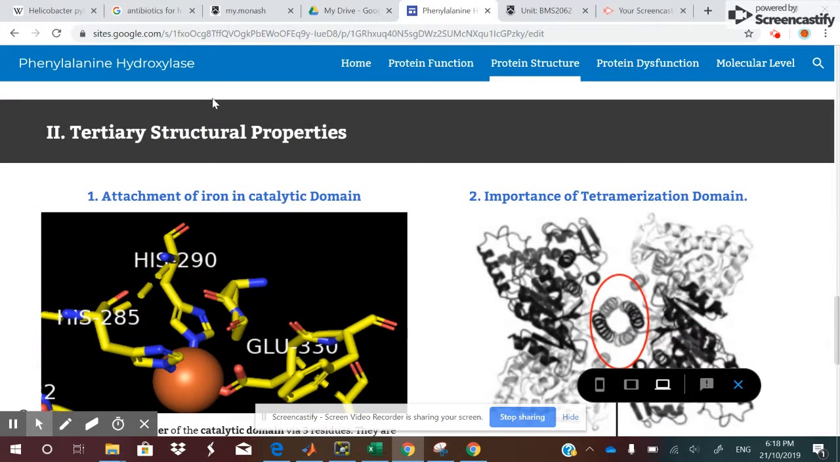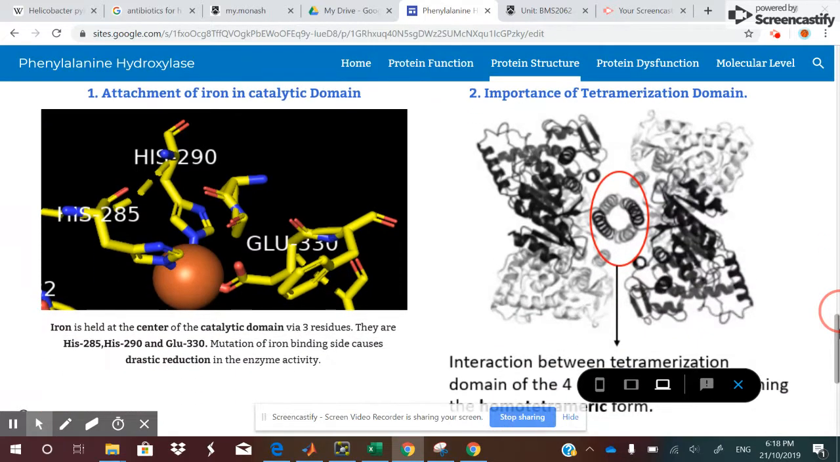Now let's talk about the tertiary structural properties. Attachment of iron in the catalytic domain. The iron molecule binds to histidine residue His285, where 285 is the position of the amino acid, His290 and Glu330. So it is attached by three residues. An absence or mutation of the iron binding causes a drastic reduction in enzyme activity, which will cause disease that we will discuss later in the topic.